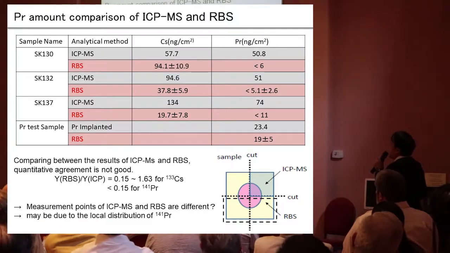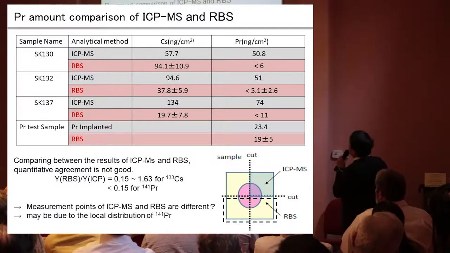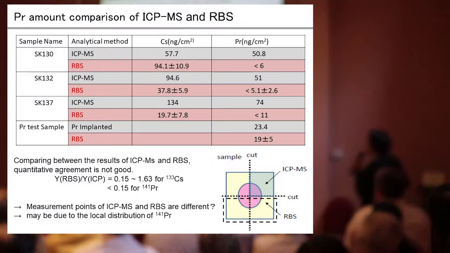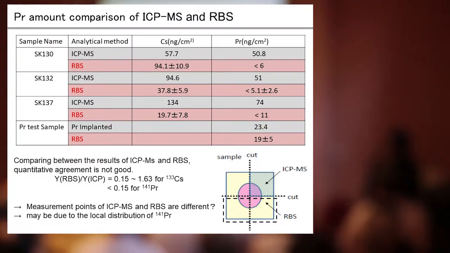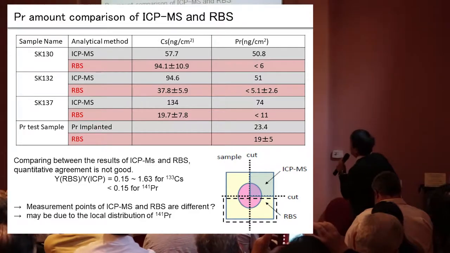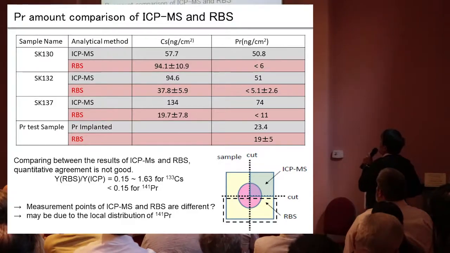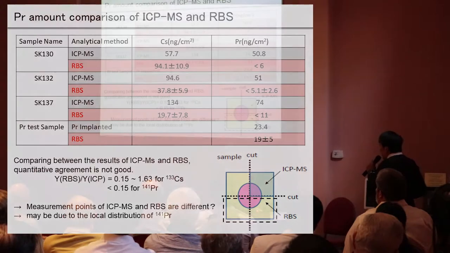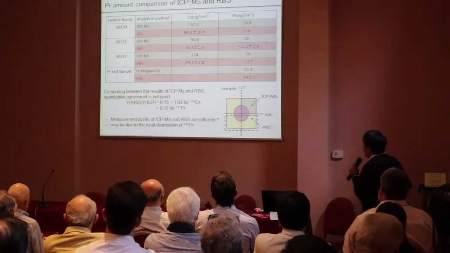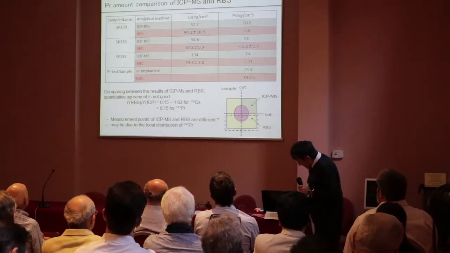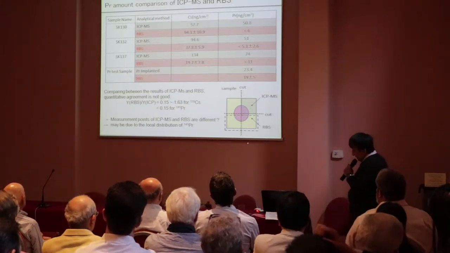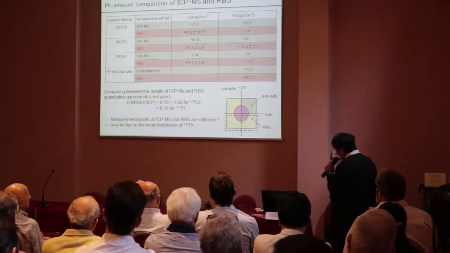Next, this is a platinum amount comparison of ICP-MS and RBS. These are the sample names, the gray column is the ICP-MS analysis and the red column is the RBS analysis. Comparing the results of ICP-MS and RBS, the quantitative agreement is not good. The RBS over ICP yield ratio is these values in the cesium case, and these values in the platinum case. There are several possibilities for these results.